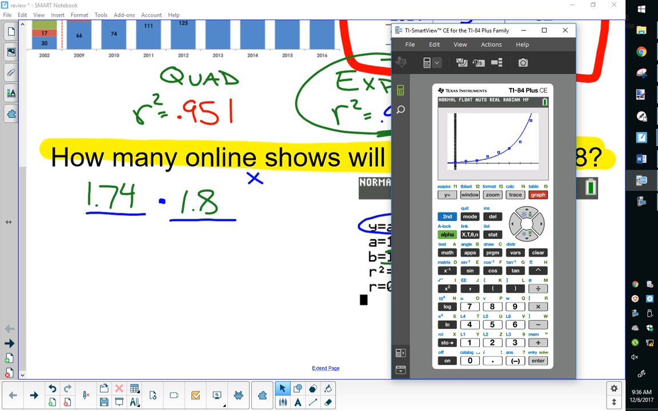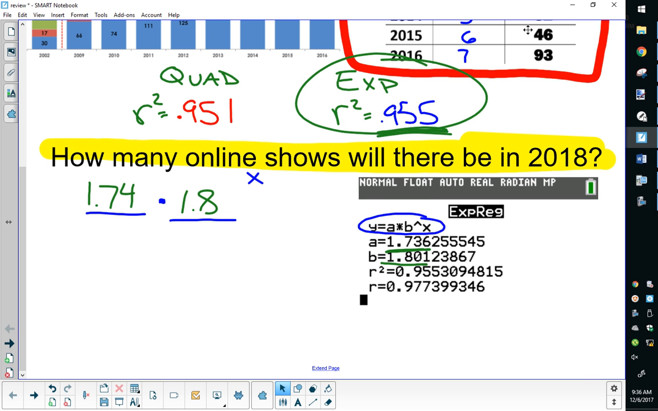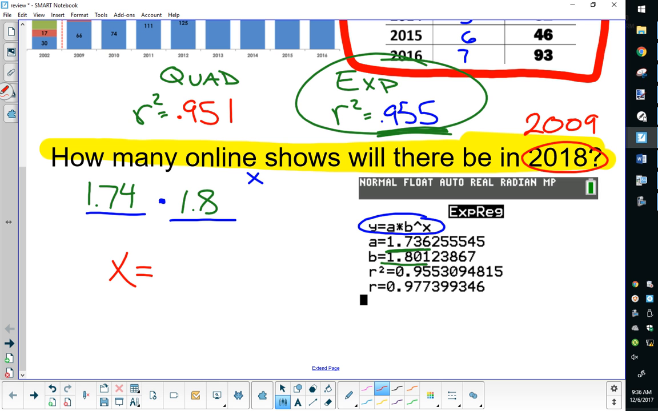What would I want to do to predict how many online shows there will be in 2018? What am I going to plug in for X if I want to know how many there will be in 2018? 9, because I'm going from 2009. So basically, 2009 plus what gets you 2018? X is 9.